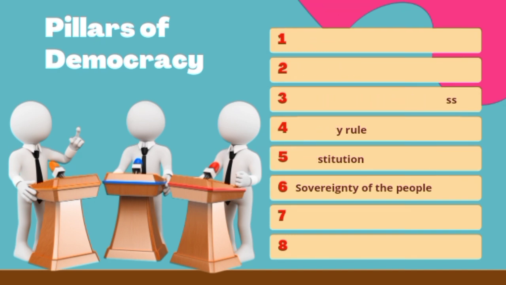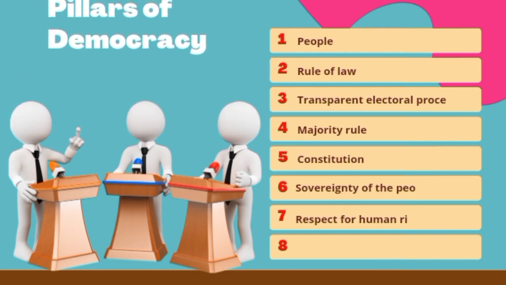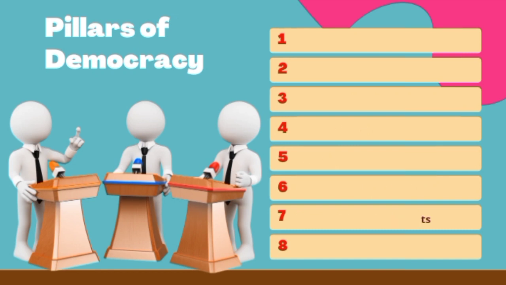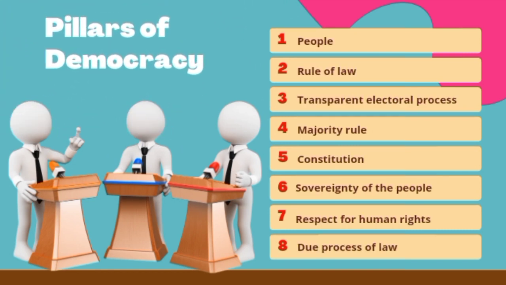Then we have number seven, which is respect for human rights. Human rights must be respected. And the last but not the least is that due process of the law must be followed. So these are the pillars of democracy.